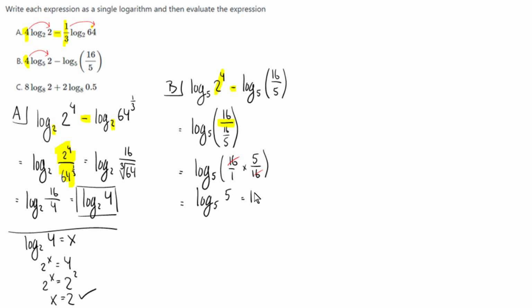Now we can do this algebraically as well, similar to in A. We would simply do log with a base of 5 of 5 equals x, convert to exponential form. So it's going to be 5 from the base to the power of x equals 5. And we can put a 1 here, the exponent is 1. Once the bases are the same, drop the bases and we get x equal to 1.